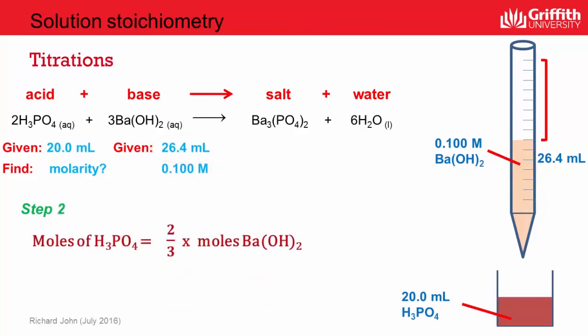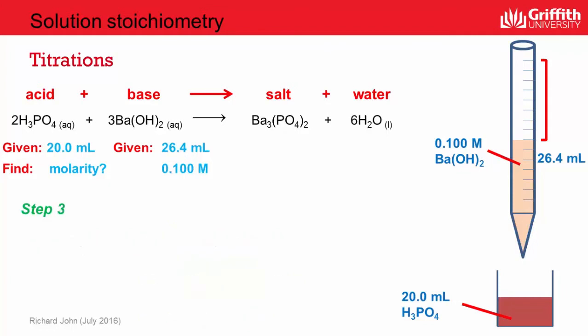Step 2 is to calculate the moles of phosphoric acid using that information. So the moles of phosphoric acid, the moles of H3PO4, equals 2 on 3 times the moles of barium hydroxide. And the 2 on 3 is the ratio of the stoichiometric coefficients. We've got the stoichiometric coefficient of the substance we've been asked to find information about, divided by the stoichiometric coefficient of the substance we've been given information about. So 2/3 times 2.64 by 10 to the minus 3, that number there was calculated in step 1. When we put that into our calculator, we get 1.76 by 10 to the minus 3 moles.